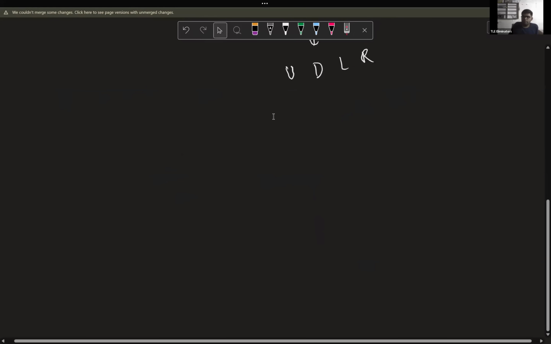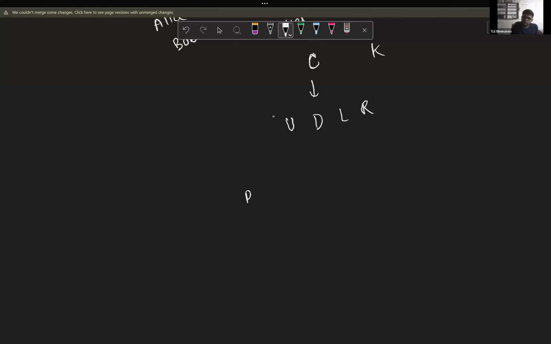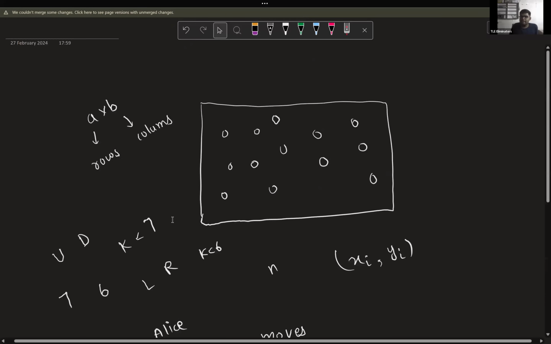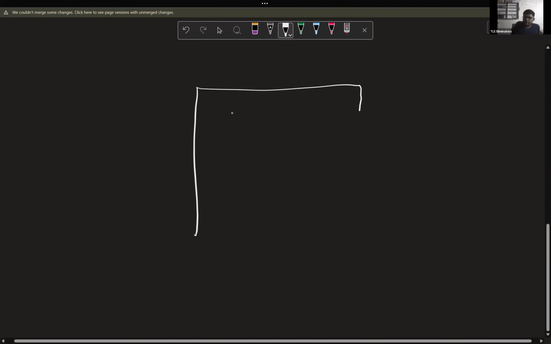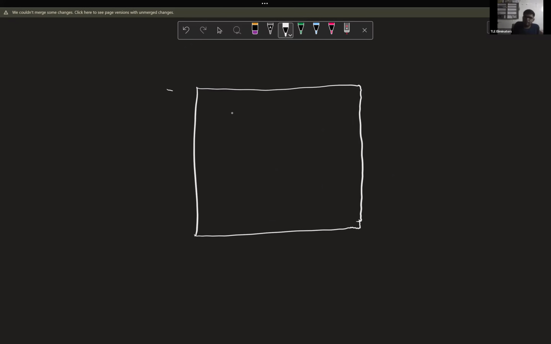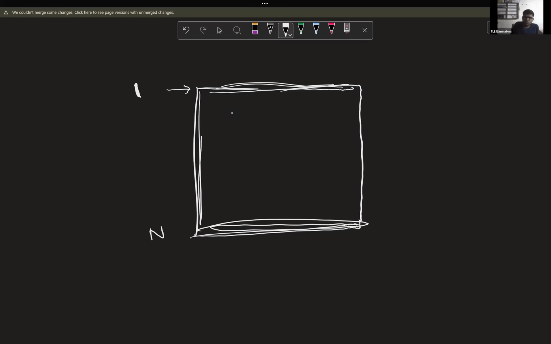So now we just have to count the number of points which Alice gets and the number of points which Bob gets. And the problem is indeed really simple. It is just an implementation-based thing. What I did here is I just kept track of this line, like what is the topmost row. Initially, the topmost row will be 1. The bottommost row will initially be n. The leftmost column is initially 1, and the rightmost column is initially m. Initially, this will be the case.